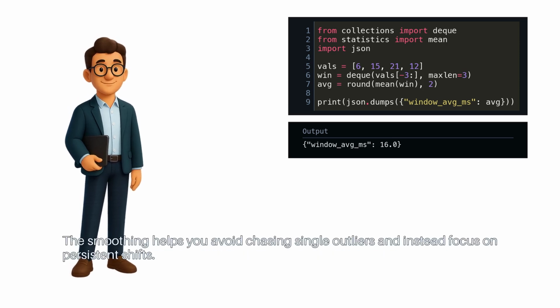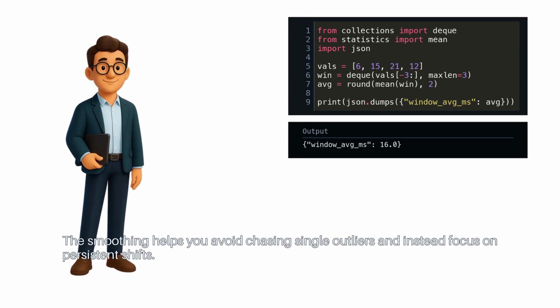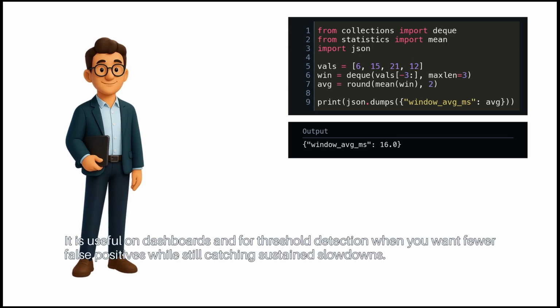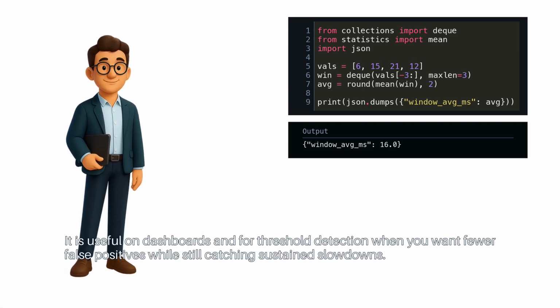The smoothing helps you avoid chasing single outliers and instead focus on persistent shifts. It is useful on dashboards and for threshold detection when you want fewer false positives while still catching sustained slowdowns.